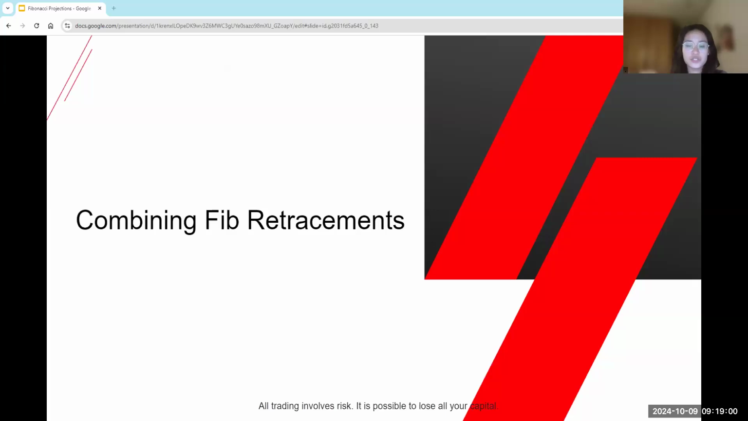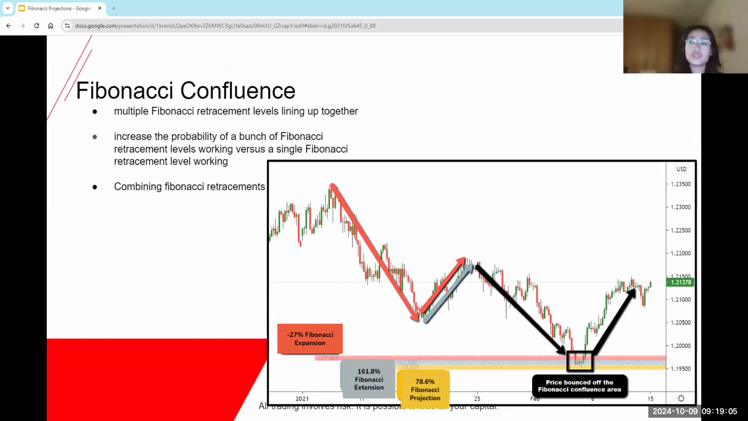So combining Fibonacci retracements is a pretty useful tool. It's basically called Fibonacci confluence. The trick here is to find multiple Fibonacci levels. It doesn't have to be retracement, it can be retracement or projections, extensions, and so on. This increases the probability of a bunch of Fibonacci levels lining up and working together versus one single Fibonacci level working on its own. So that's the definition of a Fibonacci confluence.